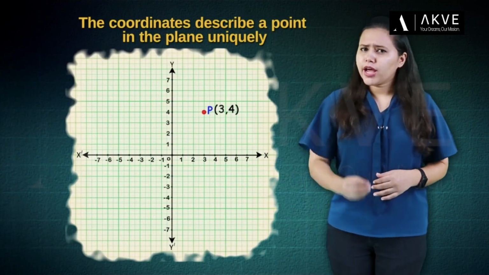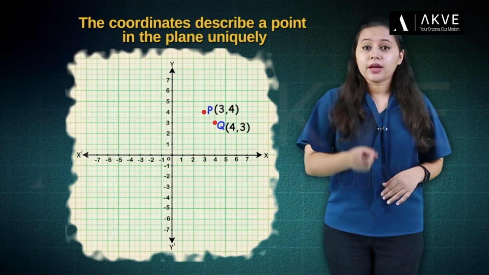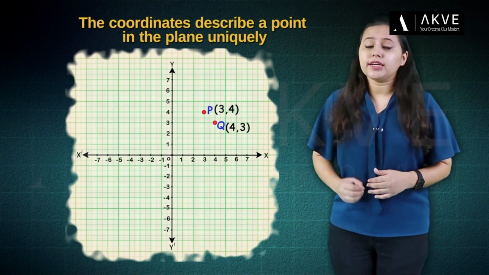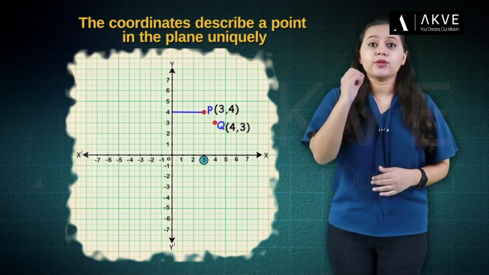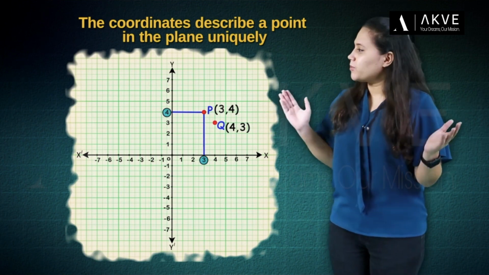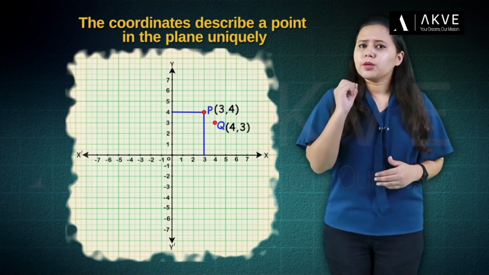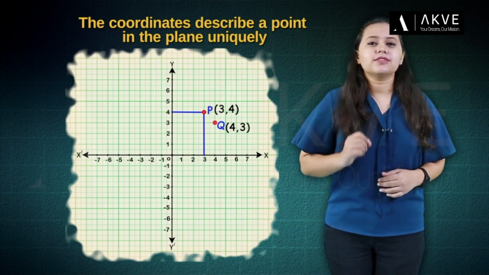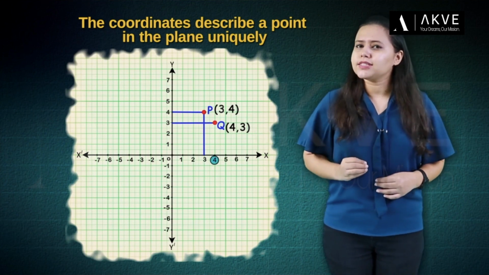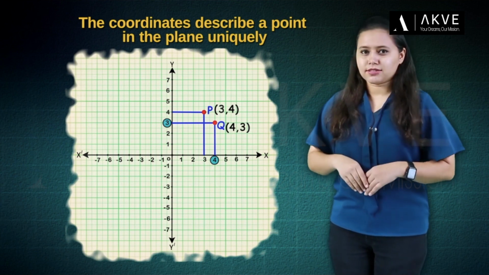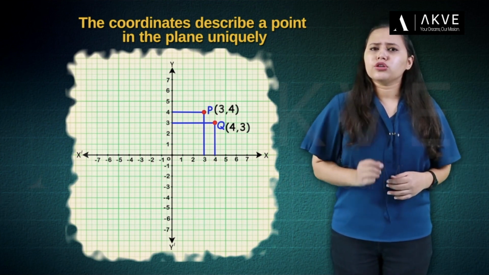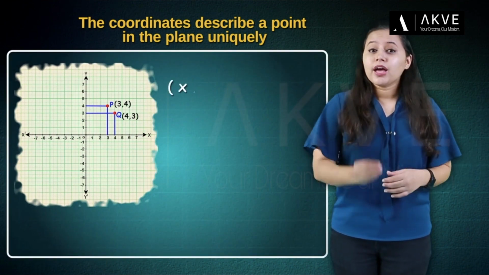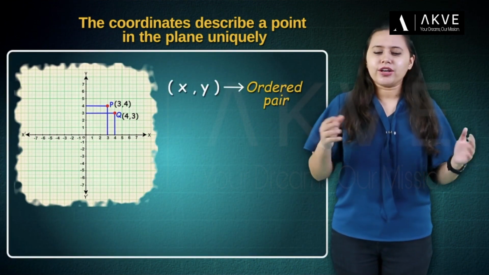Point (3, 4) and (4, 3) are not the same because the point (3, 4) indicates that P is located at a distance of 3 units from the y-axis and 4 units from the x-axis. Whereas the point (4, 3) indicates that Q is located at a distance of 4 units from the y-axis and 3 units from the x-axis. This means that the order of x and y is important in (x, y). Therefore, (x, y) is called an ordered pair.